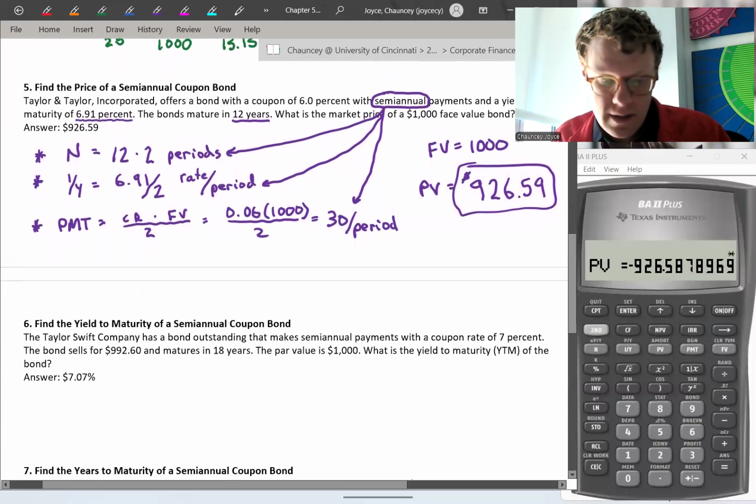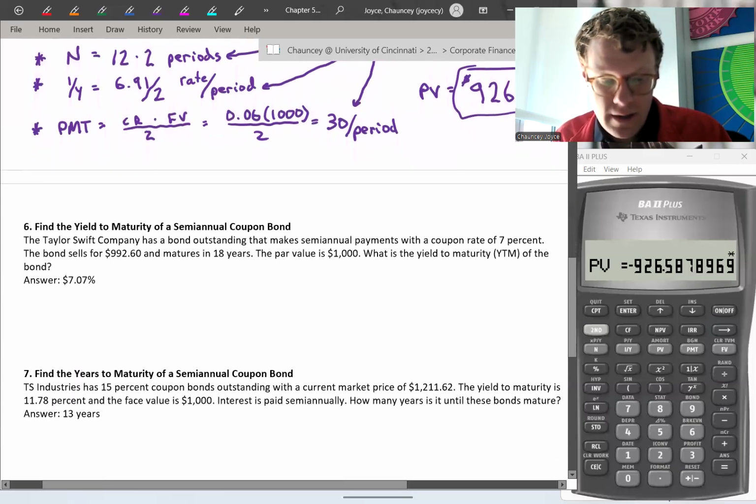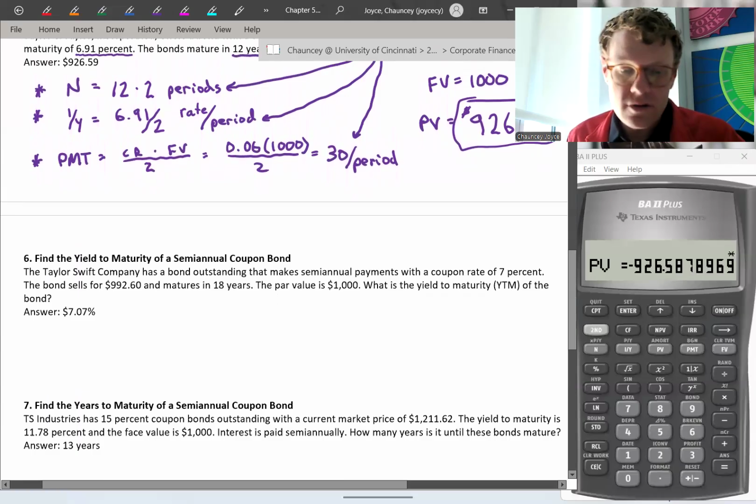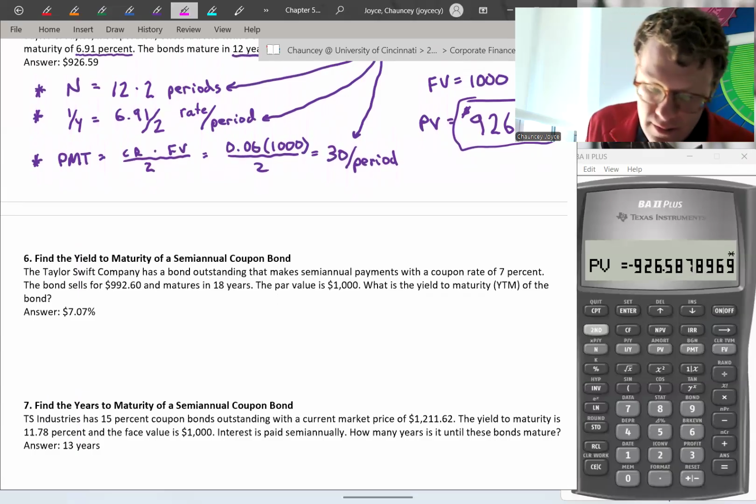Next question. The Taylor Swift Company has a bond outstanding that makes semi-annual payments with a coupon rate of 7%. The bond sells for $992.60 and matures in 18 years. The par value is $1,000. What is the yield to maturity of the bond?